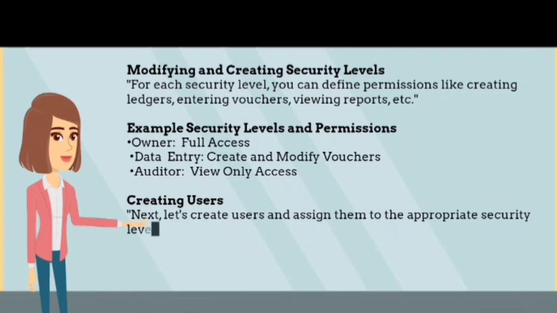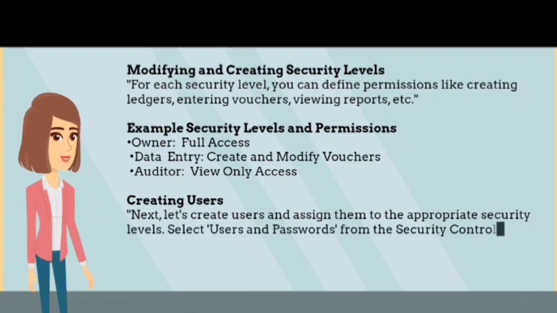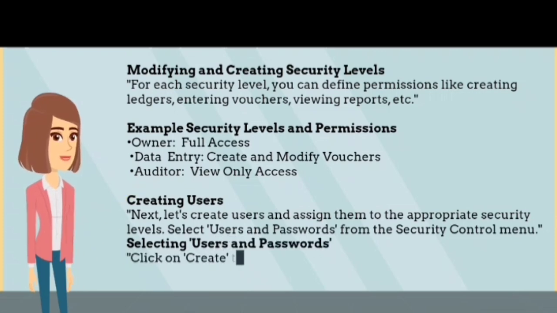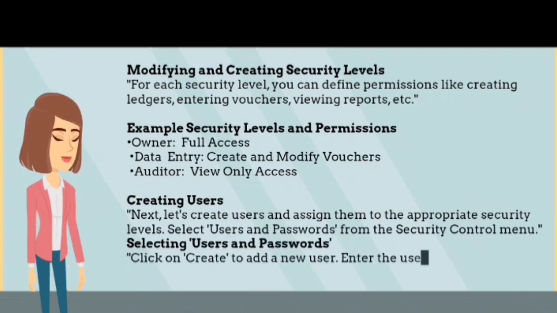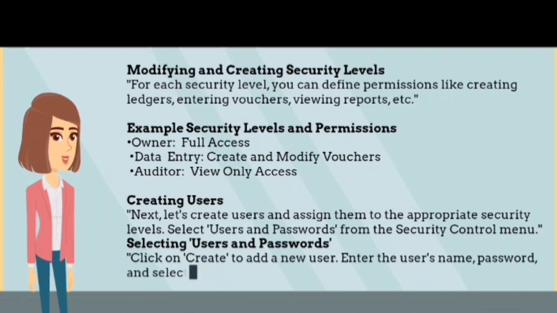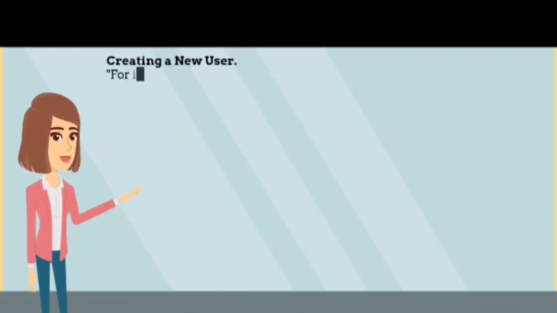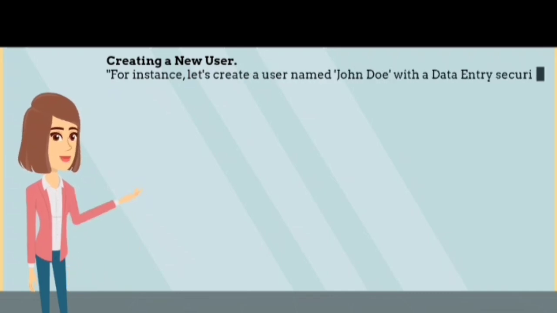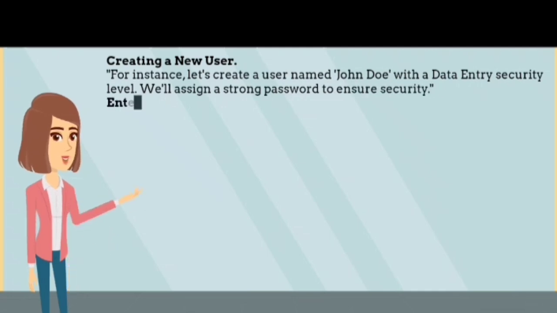Select users and passwords from the Security Control menu. Selecting users and passwords. Click on Create to add a new user. Enter the user's name, password, and select the appropriate security level. Creating a new user. For instance, let's create a user named John Doe with a data entry security level. We'll assign a strong password to ensure security.